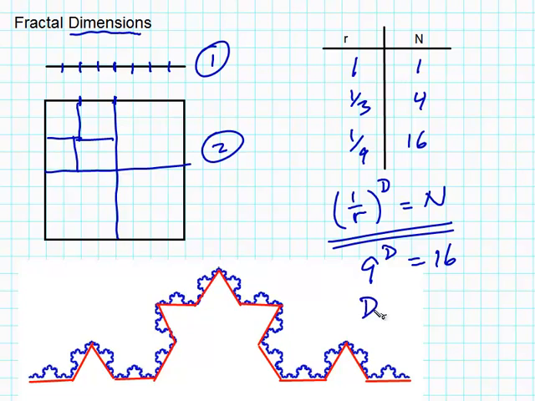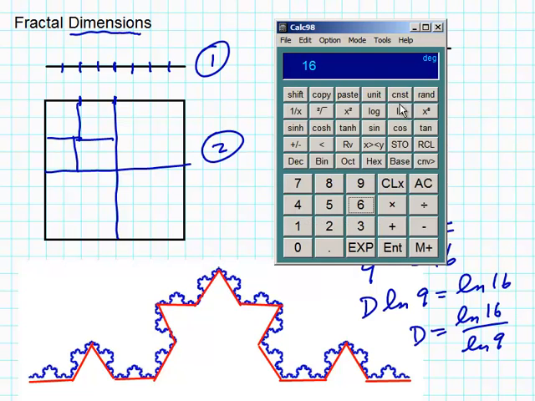And so if I say d times log of 9 is equal to the log of 16, I'm just using natural logs. You can use any kind of logs, and it'll come out the same, by the way. So d would be the log of 16 over the log of 9. So if I take 16 and take its log, take 9 and take its log and divide, I get 1.26. Notice that came out in between 1 and 2.